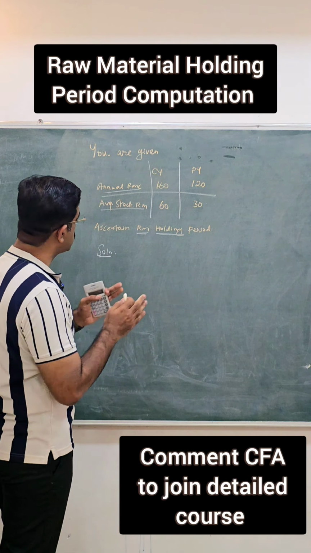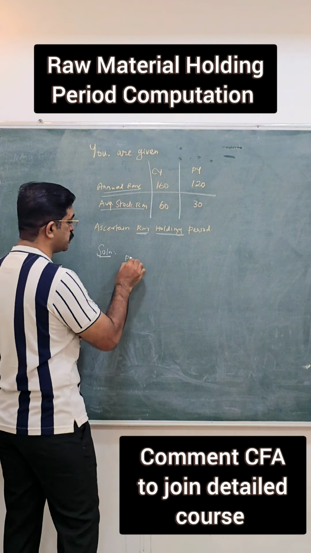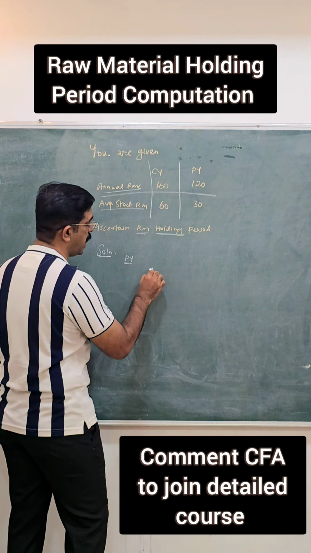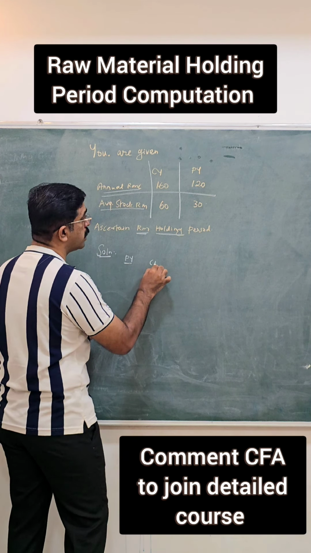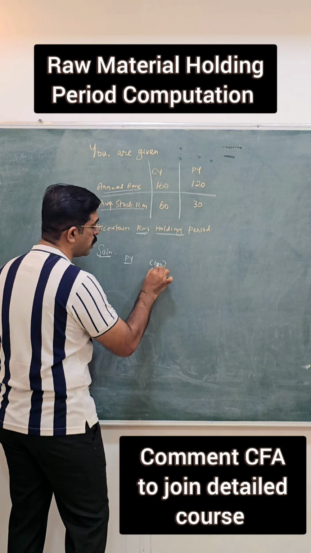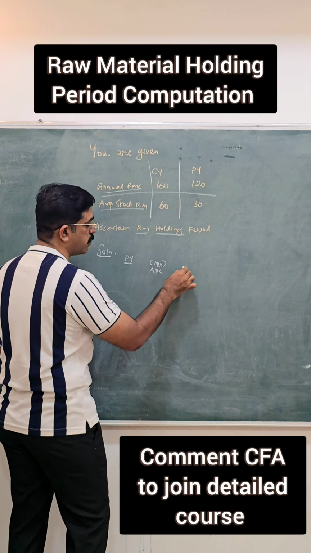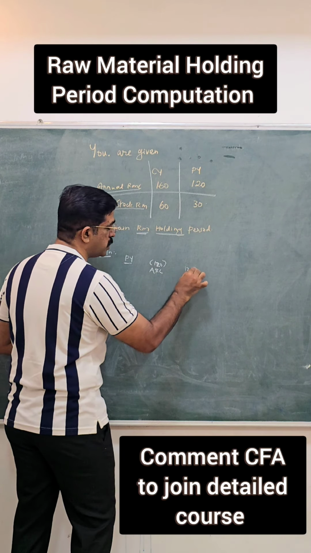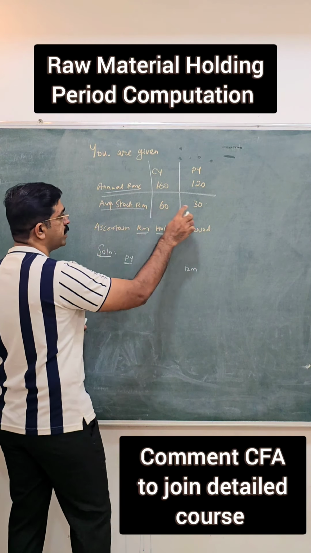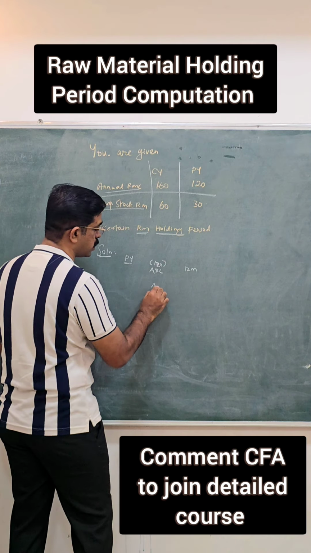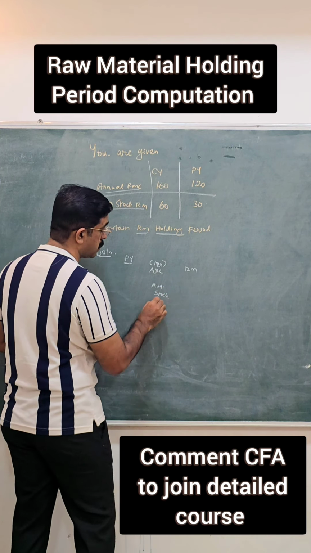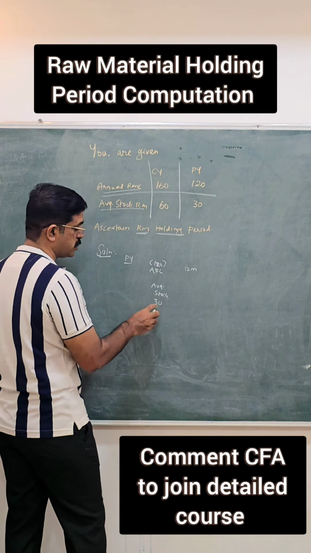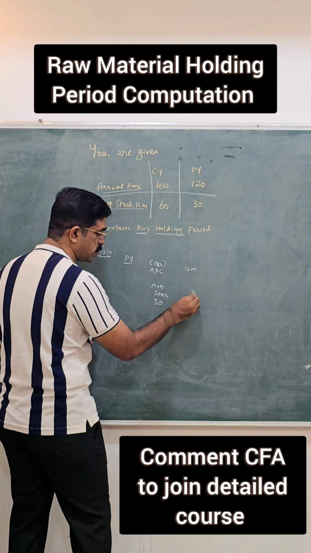Okay. First, let's look at the previous year position. Previous year, the annual raw material consumption stands at 120. This 120 is annual. It means this is for a 12 months period. And they are maintaining an average stock at 30 level. So we have to find what is the corresponding period.